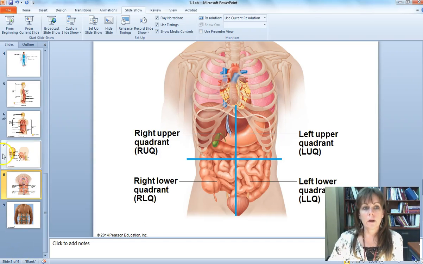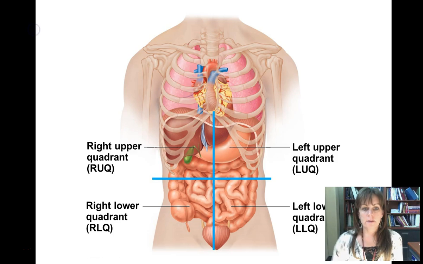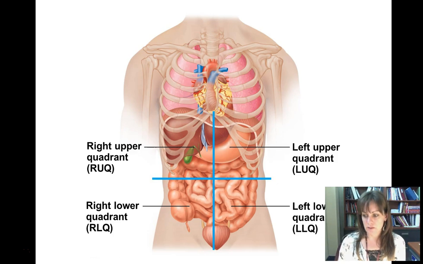Okay, so now we're going to talk about quadrants and regions of the abdomen. First I want to be clear, we are just talking about the abdominal region. This muscular structure that you see right here, that is the diaphragm. And that separates what's above it, the thorax, and what is below it, the abdomen. And the abdomen is a pretty large area.